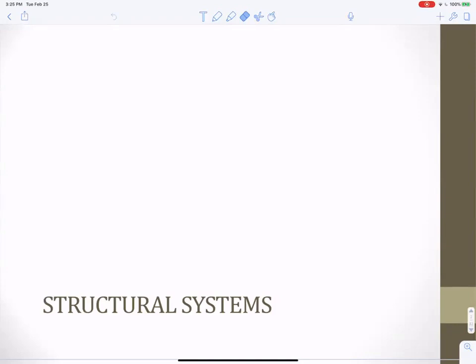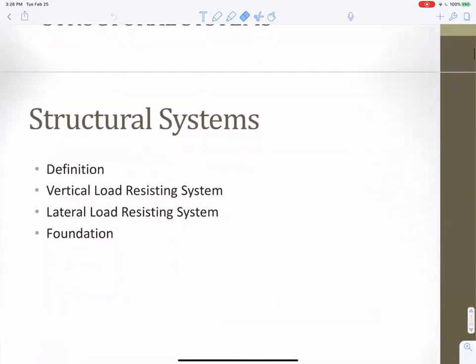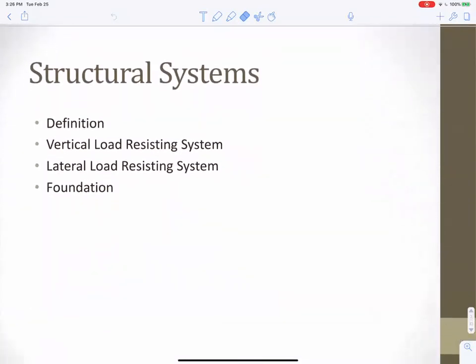So before I go into a description of the project, I thought I would talk about structural systems and the design process for the structural engineer. And so typically when you do the structural engineering for a building project, there are three structural systems that you'll design: the vertical load resisting system, the lateral load resisting system, and the foundation system. And I'll go through a quick definition of all three of these.